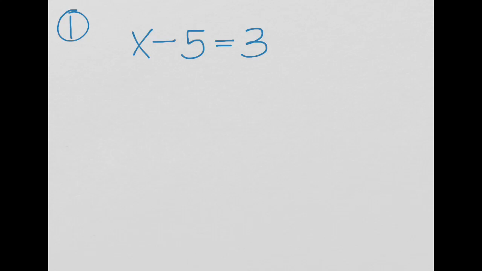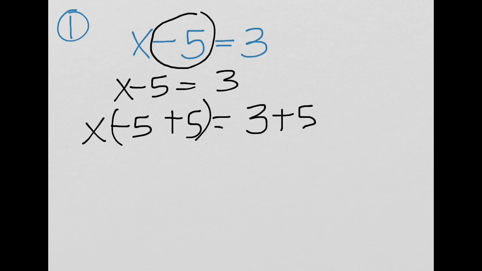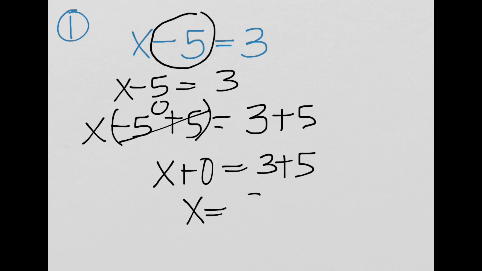So we have x minus 5 is equal to 3. Well, I really want to get rid of this minus 5 here, so I can find out what x is equal to. What I'm going to do is add 5 to the left-hand side. But our first rule says, what you do on one side, do to the other. So I'm going to add a plus 5 to the right-hand side. Now, realize that this is 0. So I have x plus 0 is equal to 3 plus 5, or just x is equal to 8.